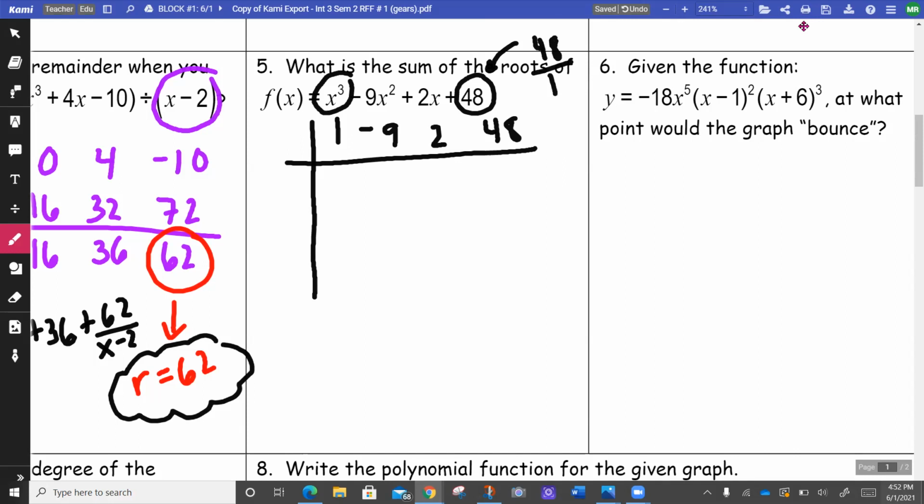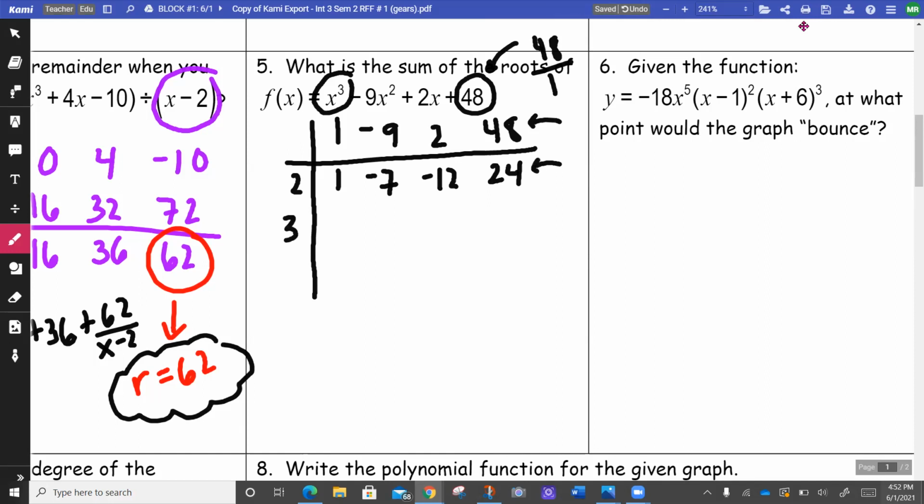Let me try a one. I don't think one's going to work looking at these numbers. Let me start with a 2. Okay. So that's going to be a 2. I add 2 to -9, I get a -7. -14, I add to 2, I get a -12. -24, I add to 48, I get a 24. Okay. So at 0, it was basically 48 above the x-axis. Now I'm 24 above. So I am going down.